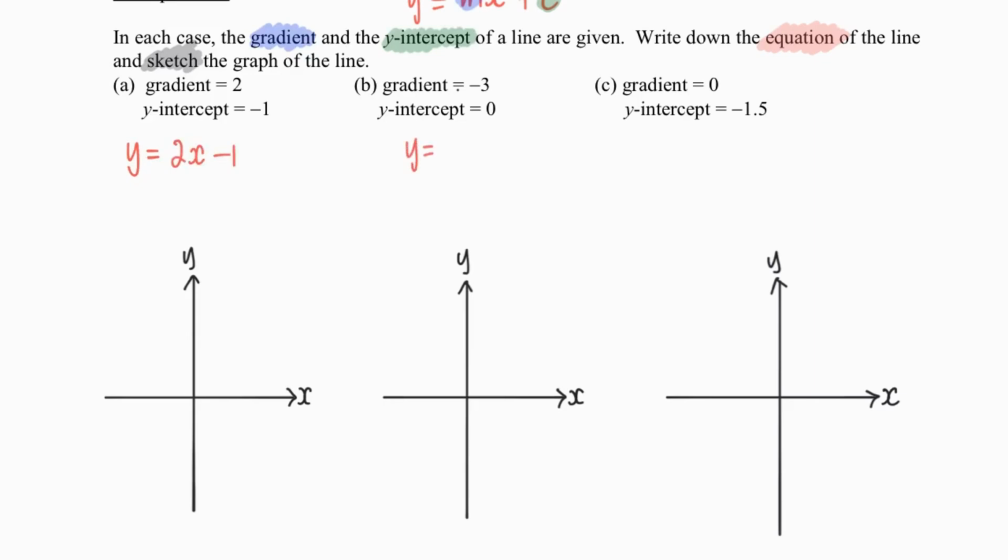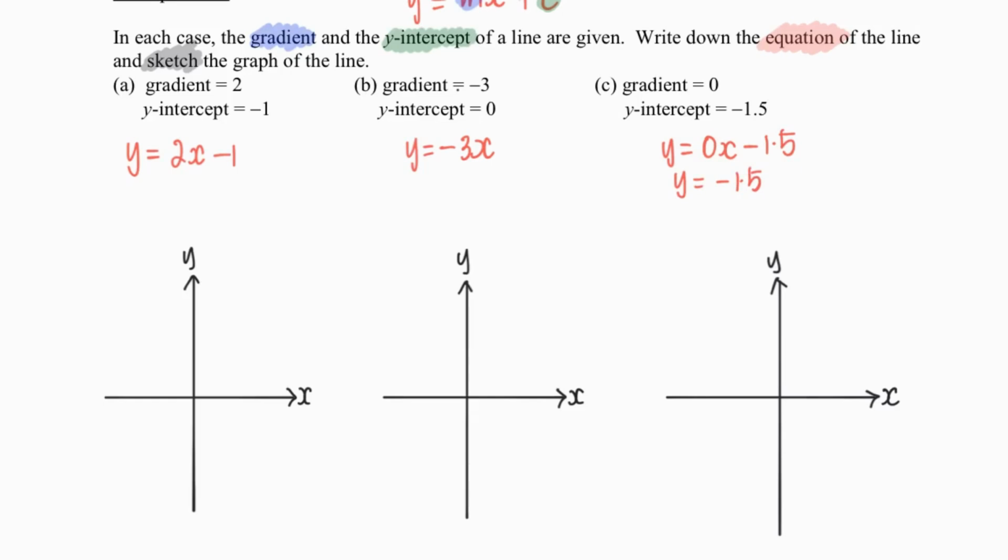Y equals to negative 3x. Since y-intercept is 0, I shall not write the 0 down. Y equals to 0 times x minus 1.5. Y equals to negative 1.5. And we are all ready to do the sketching now.